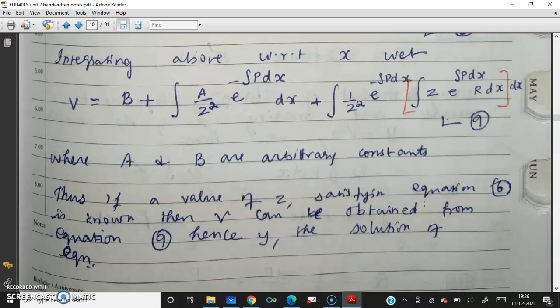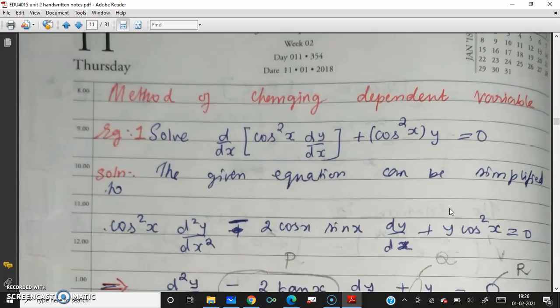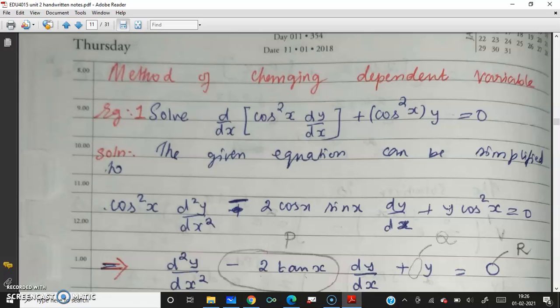If the value of z satisfying equation 6 is known, then v can be obtained from this equation. This method is known as the method of changing the dependent variable. So using the method of changing the dependent variable, we will try to solve one of the sums. Solve d by dx of cos square x dy by dx equal to cos square x into y.